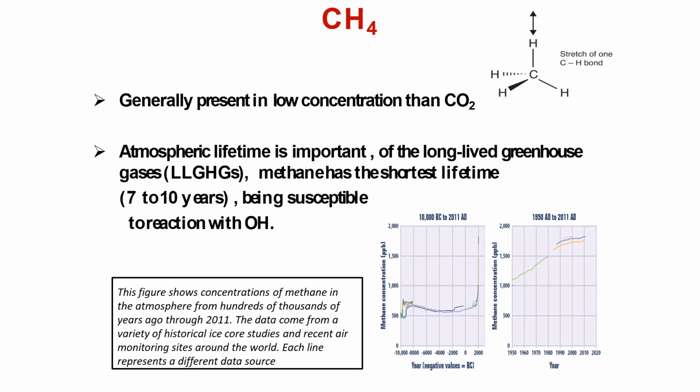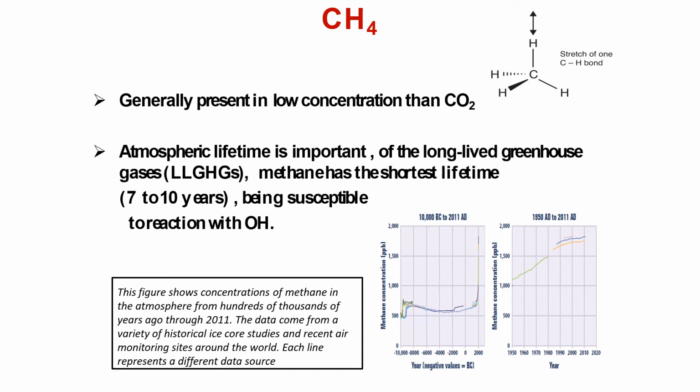Here methane is generally present in lower concentration than carbon dioxide in the atmosphere. You can see the structure of methane. It has 3 hydrogen atoms and 1 carbon atom, and 1 hydrogen atom is on top. So there are 4 hydrogen atoms in this methane gas, and there is the stretch of 1 carbon hydrogen bond.